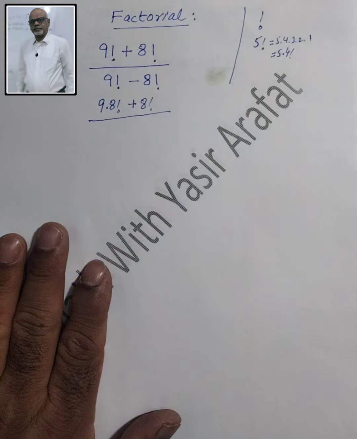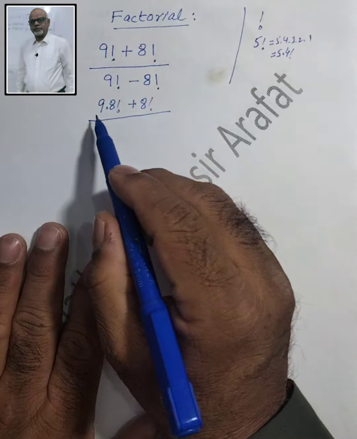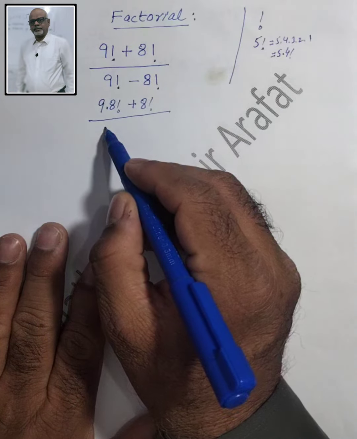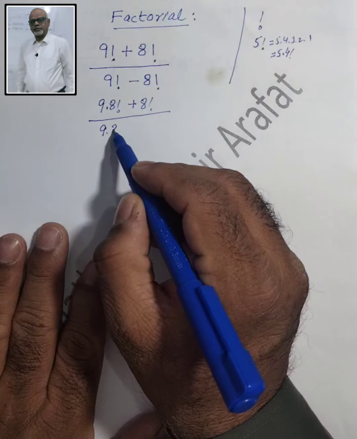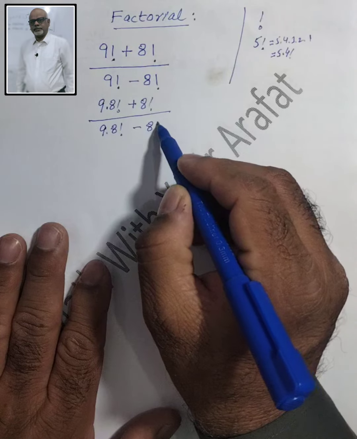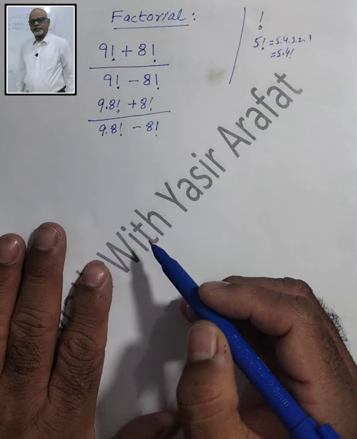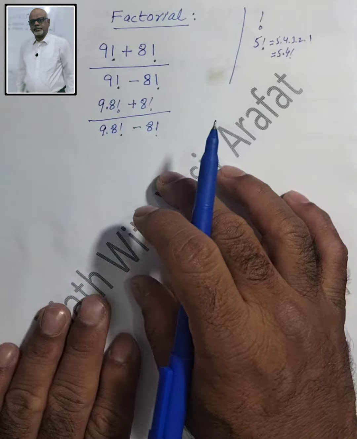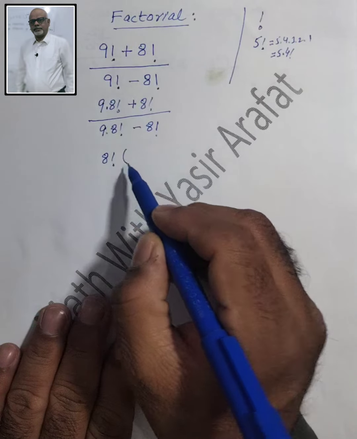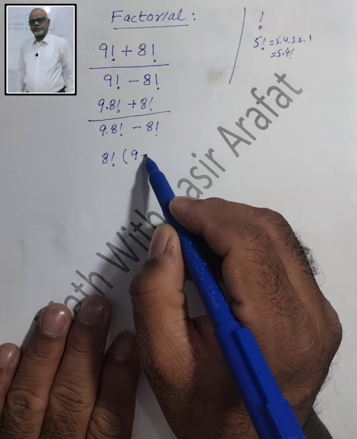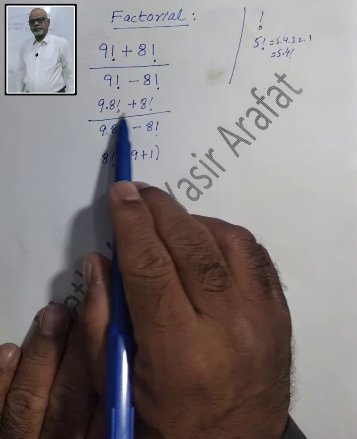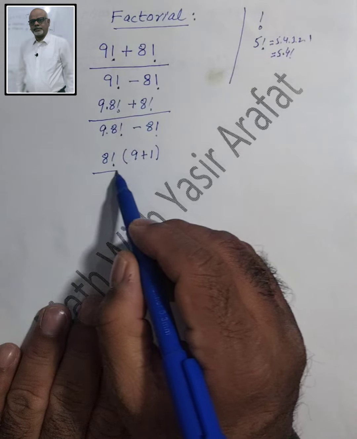This is 9 factorial and we have to write down 9 into 8 factorial. And we have to adopt the same strategy in the denominator as well. So this is 9 into 8 factorial divided by 8 factorial. Now we can take out the common factor here, that is 8 factorial, from the numerator. So this is 9 plus 1 because we have to take out 8 factorial common from the numerator.